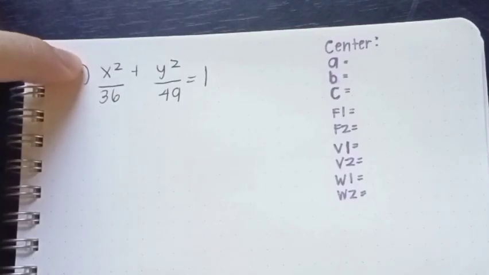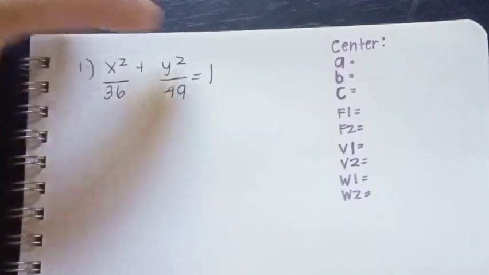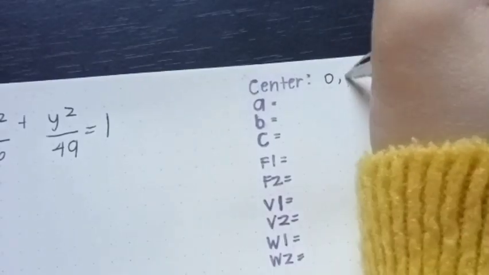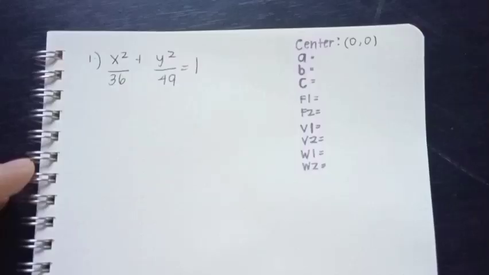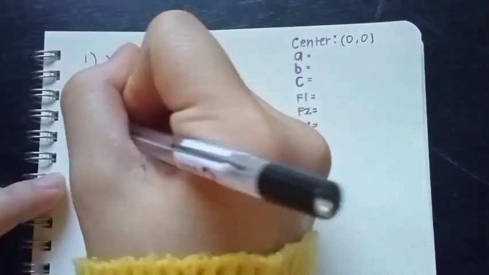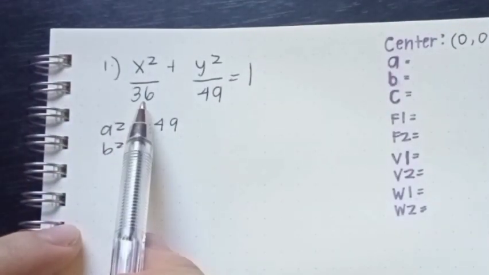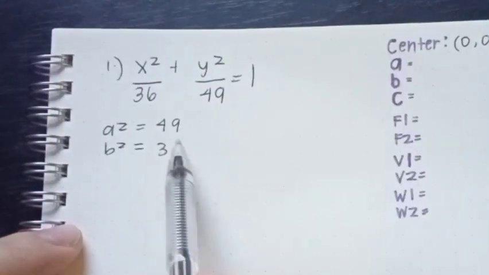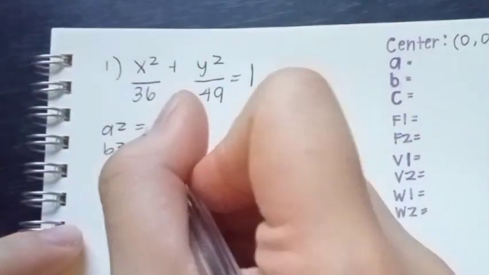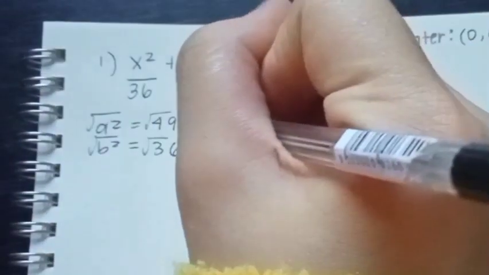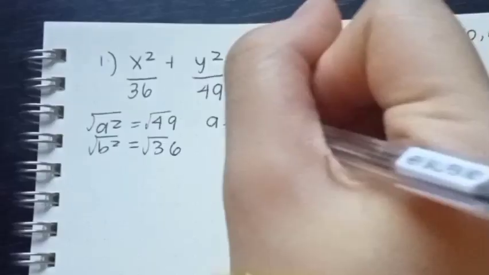So what is our center? The center is 0, 0. So we need to get the a squared and b squared. Since 49 is higher, it's going to be a squared, and since 36 is smaller, it's going to be b squared. So what we will do here is to square root it. The square root of 49 is 7, so a is 7.